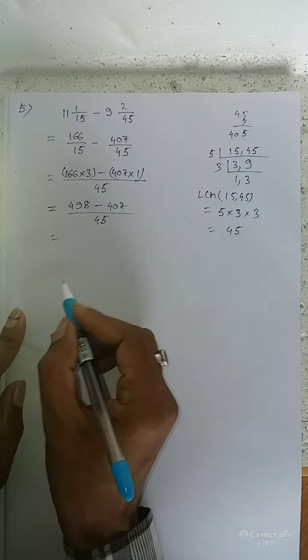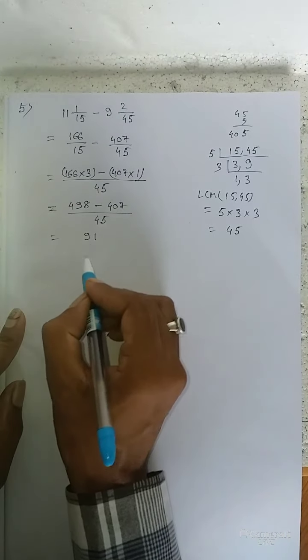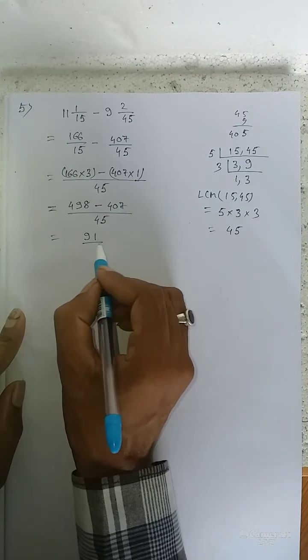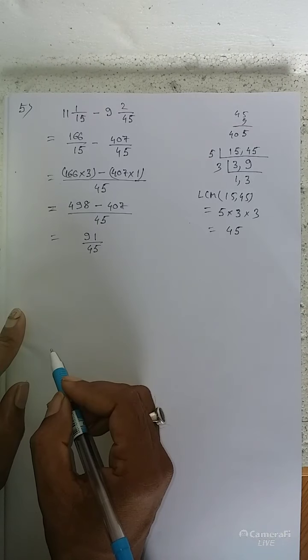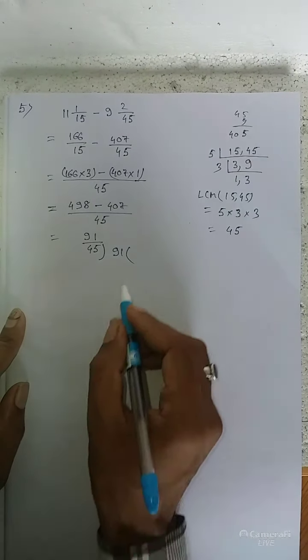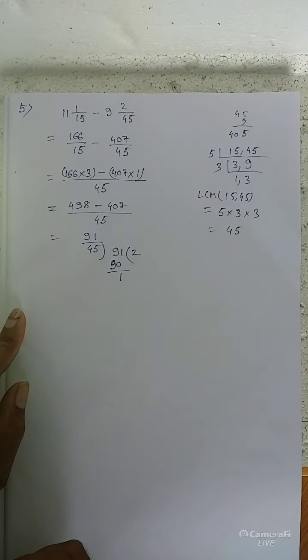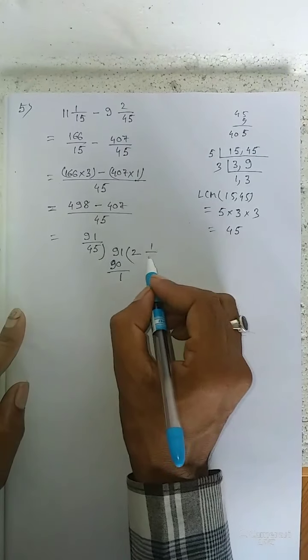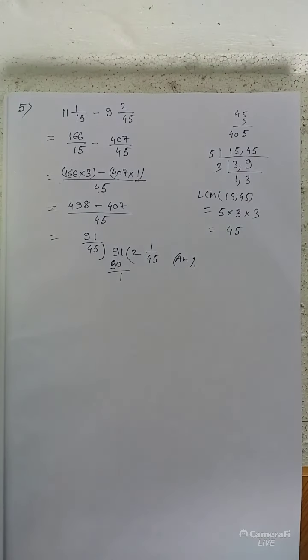Now do the subtraction. 8 minus 7, 1, 9 minus 0, 9, 4 minus 4, 0, 91 by 45. Simplification is not possible. Do the division and convert into a mixed fraction. 45 2s are 90, 1 is the remainder, so we get 2 whole 1 by 45. This becomes the answer. So in this way we can subtract between the fractions.